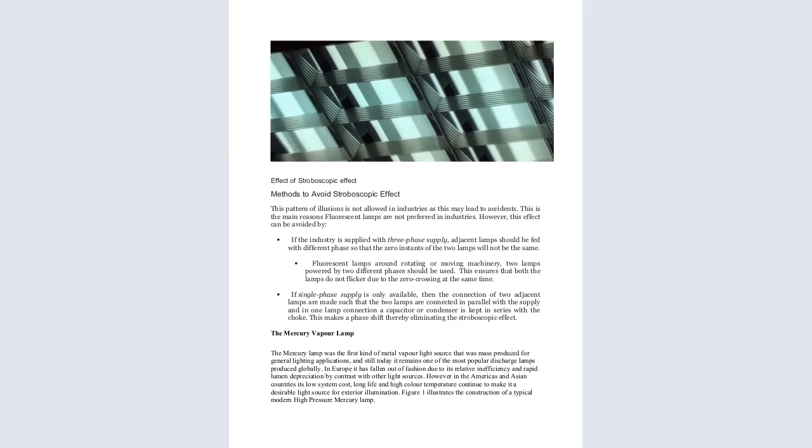However, this effect can be avoided. If you are insisting on using fluorescent lamps in industries, you can avoid it by doing the following things. If the industry is supplied with a 3-phase supply, then adjacent lamps should be fed with different phases, so that the zero instant of the lamps will not be the same. Again, around rotating or moving machinery, 2 lamps powered by 2 different phases should be used. This ensures that both lamps do not flicker due to zero crossing at the same time.